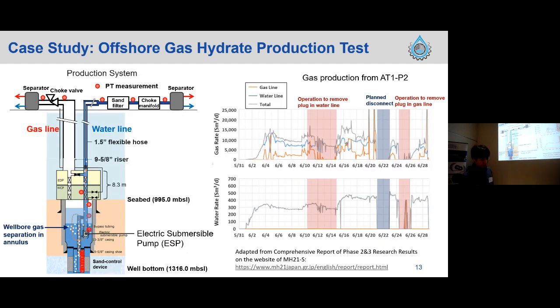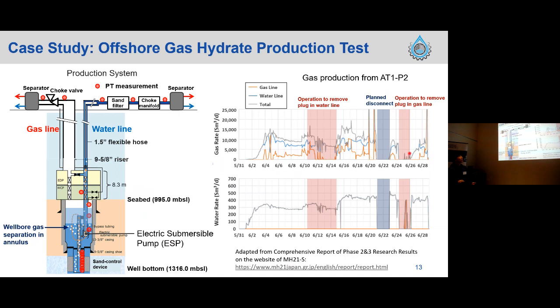The left figure shows the production well and production system. An ESP, electric submersible pump, was installed in the wellbore, and there was a section for wellbore gas separation upstream of the ESP intake. In the design, gas and water should be separated here and produced through different lines. But in actuality, much gas was produced through the water line.